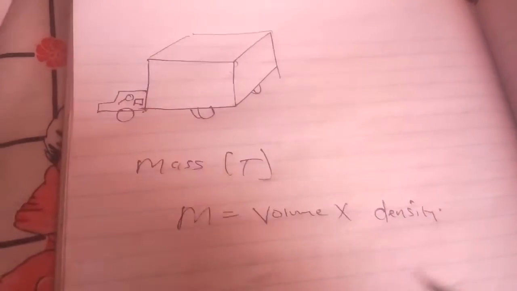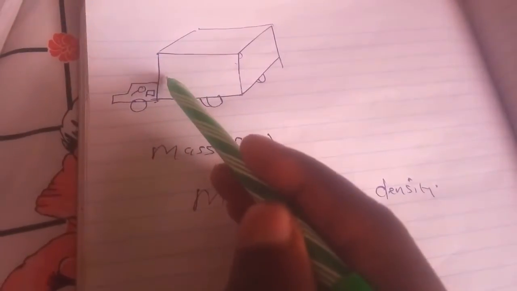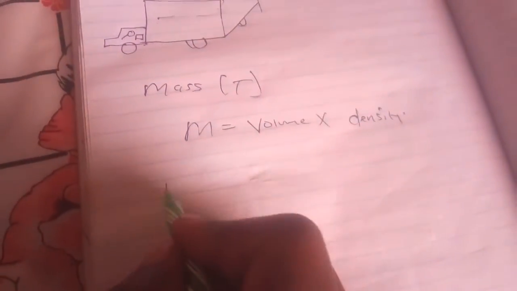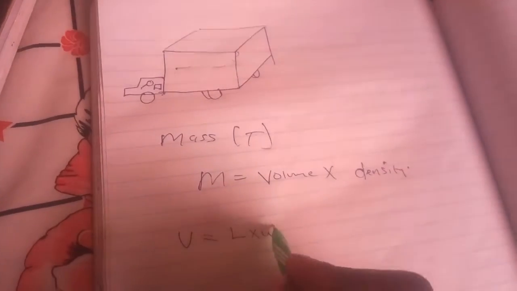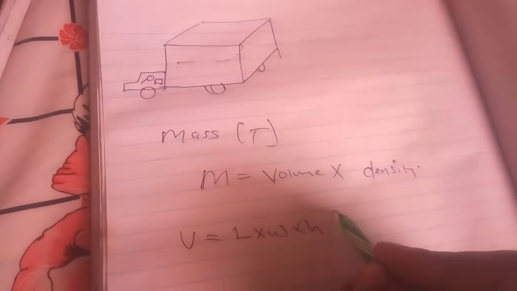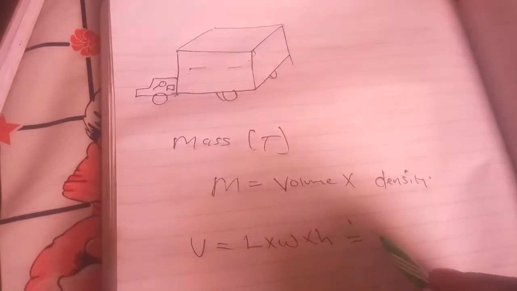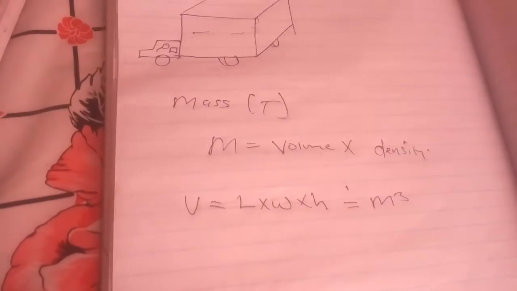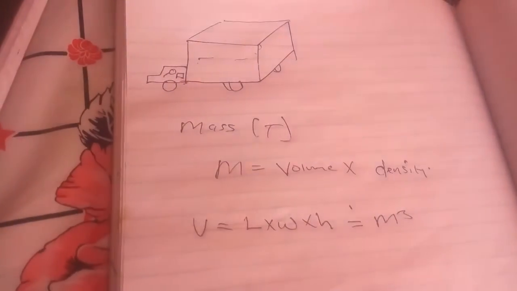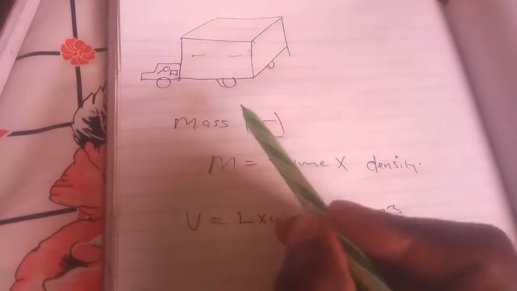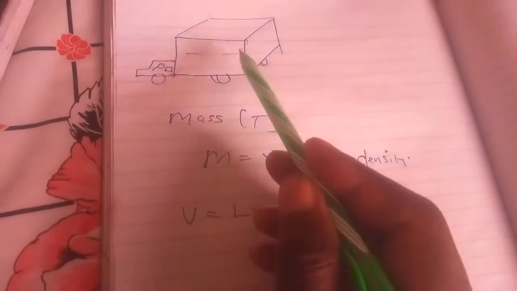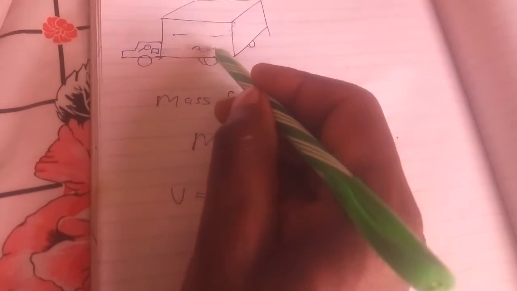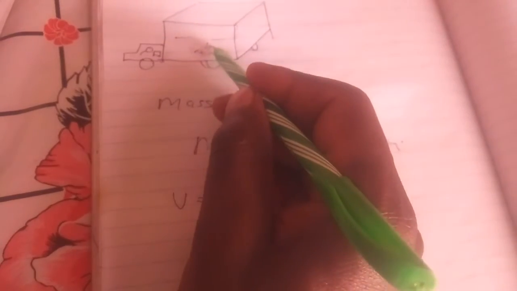So what you do now is find the volume of the sand that is in this truck. To find the volume, it is length times width times height, so that you can get the answer in cubic meters. So step number one, take a tape measure, then measure the length of the lorry from here to here. Let's say you find it is 4 meters.